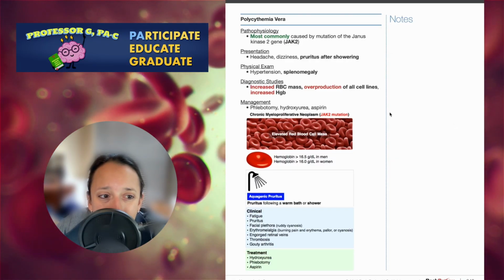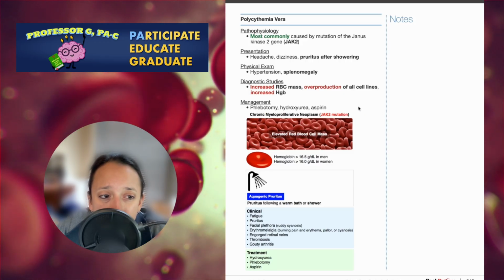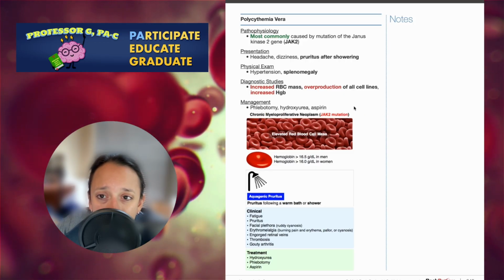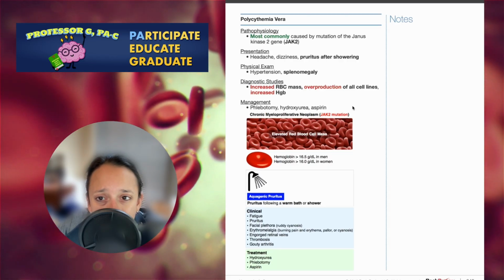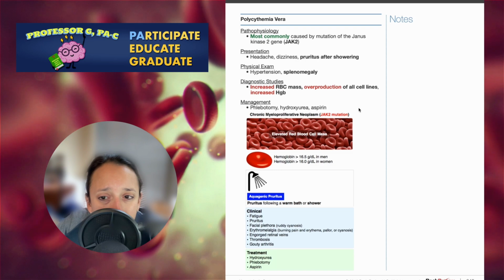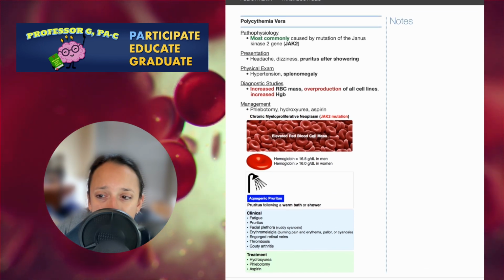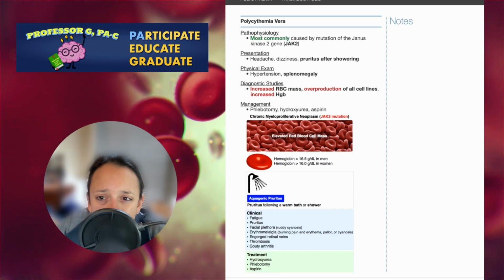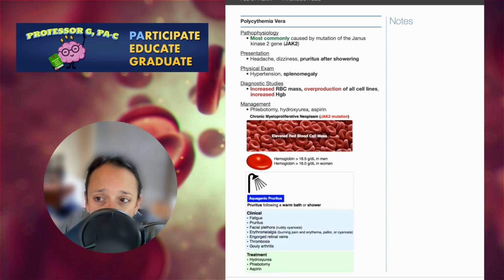On lab work, the hematocrit and hemoglobin are elevated, and the erythropoietin level is low. This is because the bone marrow is producing red cells autonomously. The JAK2 mutation confirms the diagnosis. Treatment focuses on reducing blood viscosity and preventing thrombosis, so you can use phlebotomy and low-dose aspirin as well as hydroxyurea.